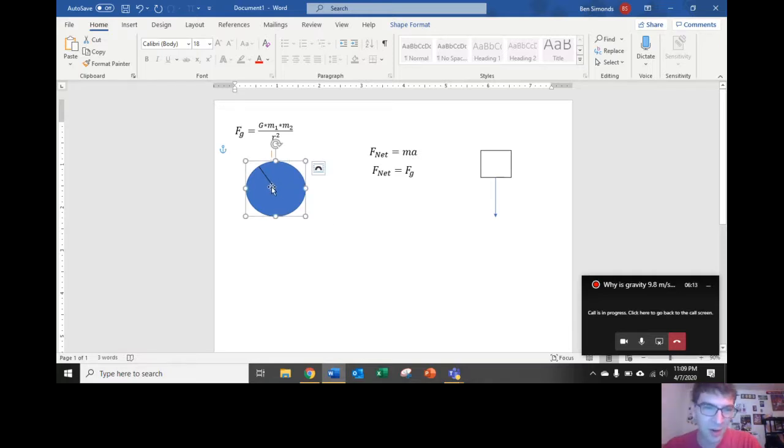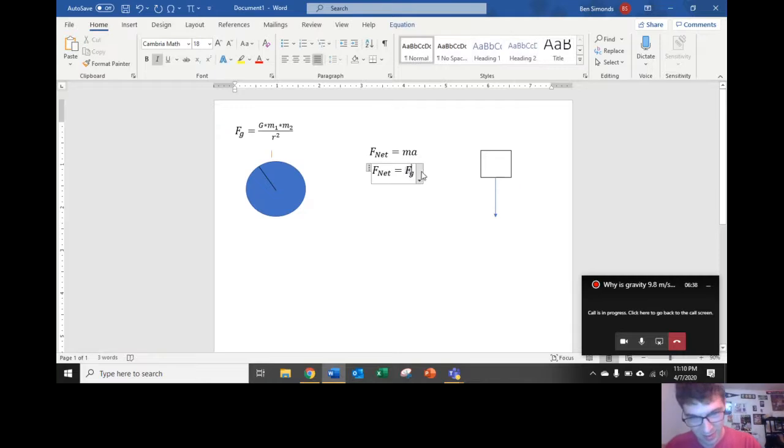We've got the planet Earth here with a radius, and we've got our free body diagram on that falling object that shows that gravity is the only force acting on that object. So we use Newton's second law to look at the net force on this object, and we get that the net force is just gravity. Gravity is the only force, so it's the net force.